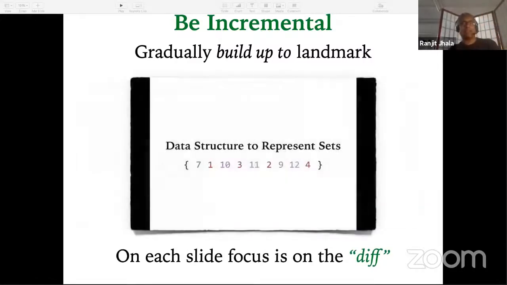On each individual slide, I just want to show you the diff that this one slide produces. So let's go back to that same example that I showed. On each slide, the thing that the audience member is supposed to focus on is the diff with respect to the previous slide.